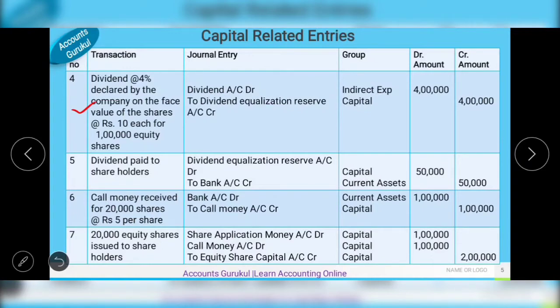Kyunki abhi tak dividend pay nahi kiya hua hai, and because of that reason we are showing that as a liability, dividend equalization reserve account, and that's 4 lakh rupees. Then the next entry is dividend paid to the shareholders. Jo dividend declared kiya tha, wo abhi hum log pay kar rahe hain.